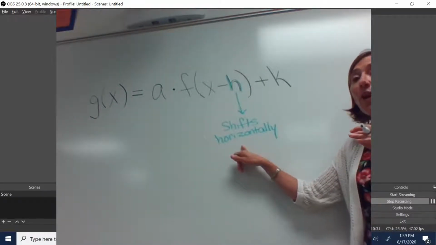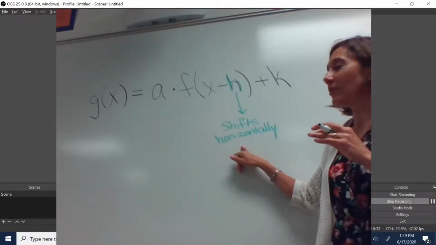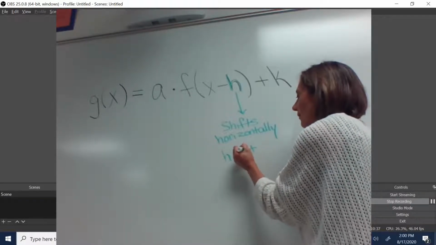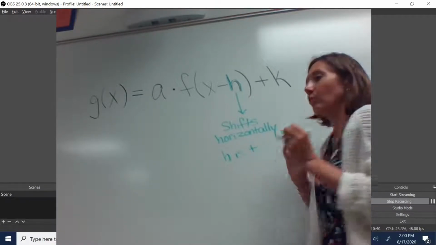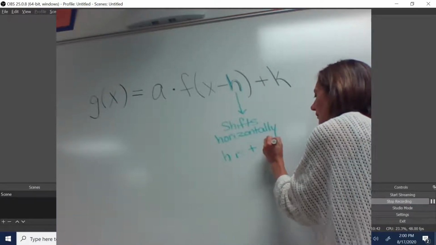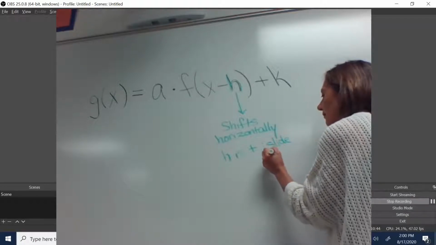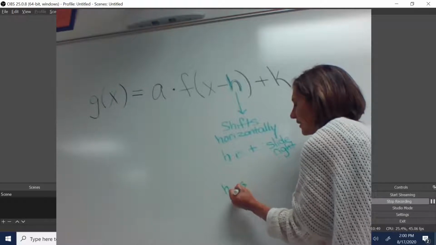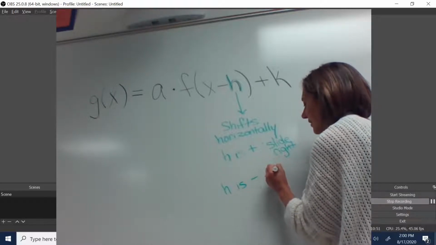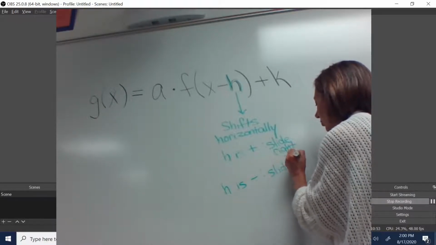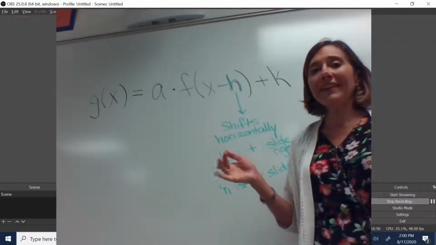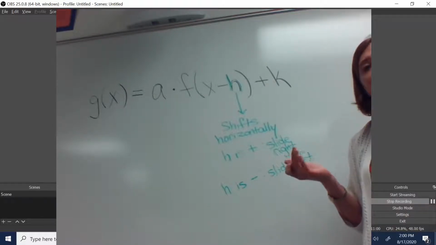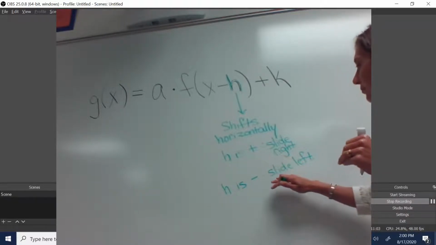And so the way that you'll know which way it's going to slide has to do with the H value. If the H is positive, it will slide to the right. If the H is negative, it will slide to the left, which totally makes sense when you think about the number line, because on the number line, positives go to the right and negatives go to the left. Okay, so that's real logical.